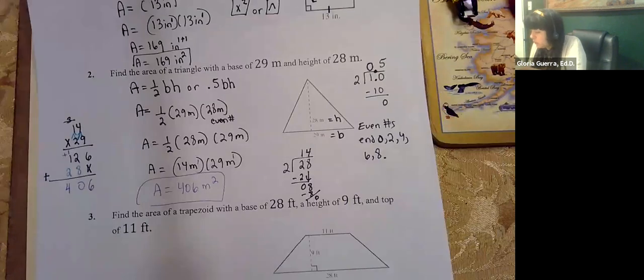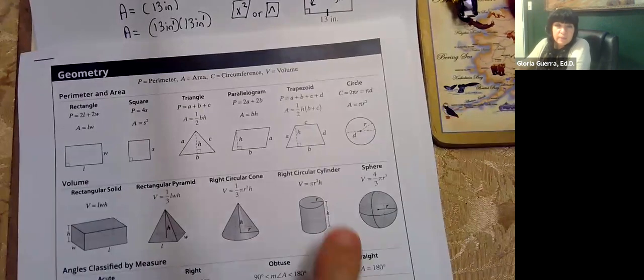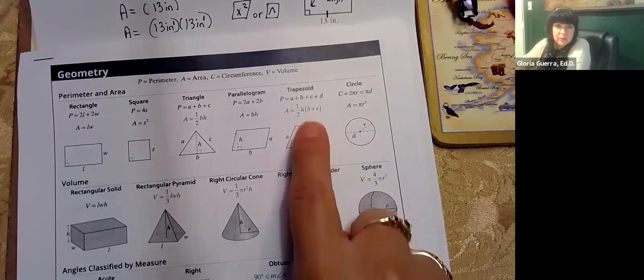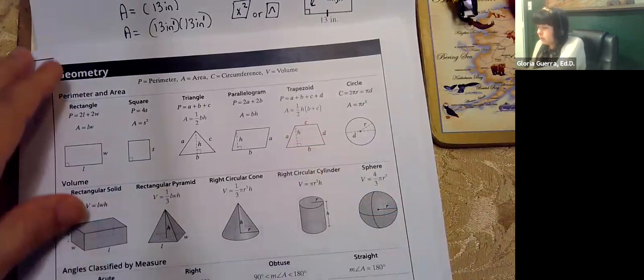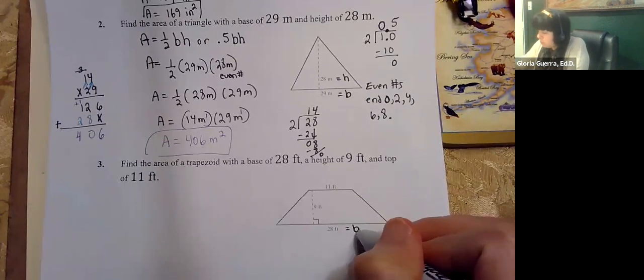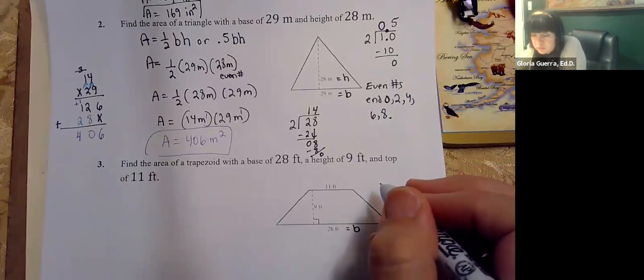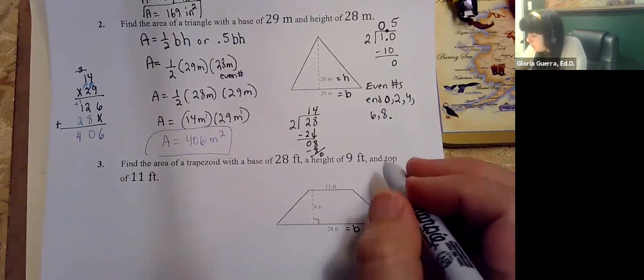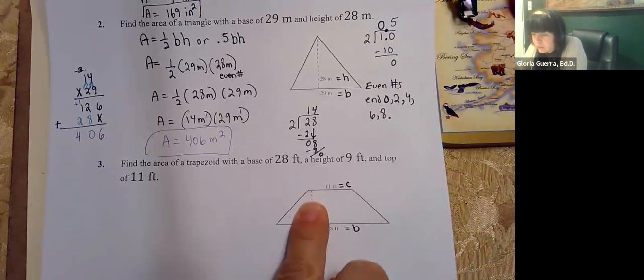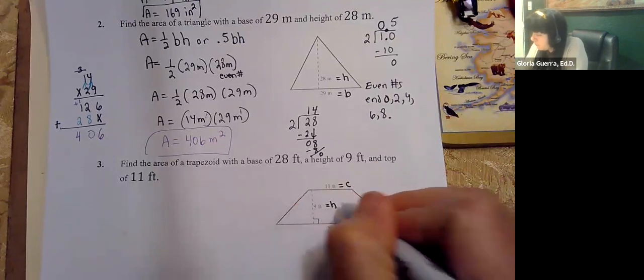Okay, then on the bottom, they want you to find the area of a trapezoid. So go to my formulas and look for the trapezoid, just right here. See how you have a base, and here at the top is the height. So at the bottom here, we have B. And then according to the picture for the trapezoid, at the top, you have a C. And then right here, this is your height. So that's H.